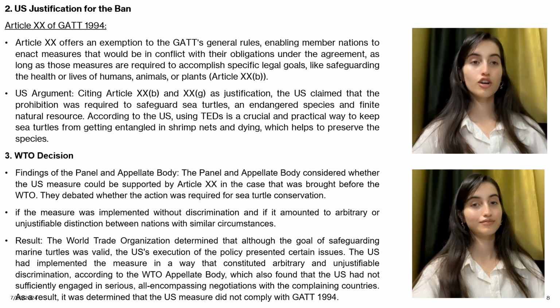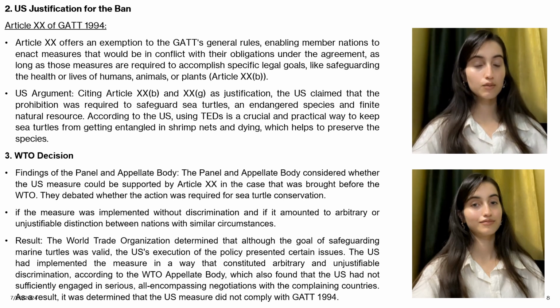The second, I would like to talk about the US justification for the ban. Article 20 of GATT 1994 offers an exemption to the GATT's general rules, enabling member nations to enact measures that would be in conflict with their obligations under the agreement, as long as those measures are required to accomplish specific legal goals, like safeguarding the health or lives of humans, animals, or plants, as Article 20b says.